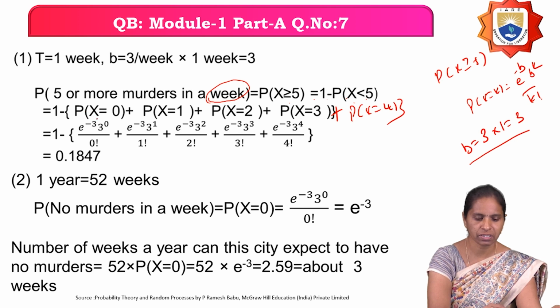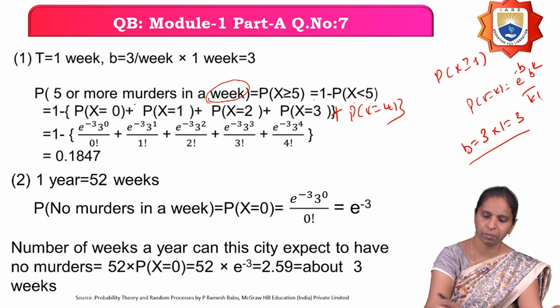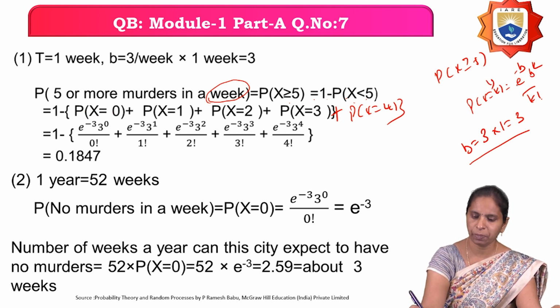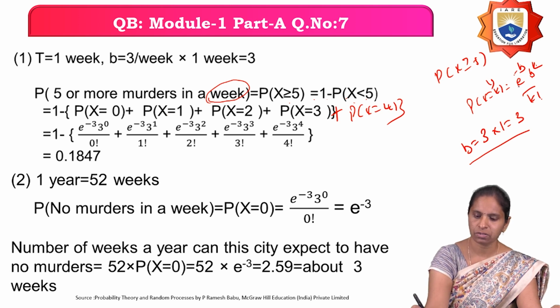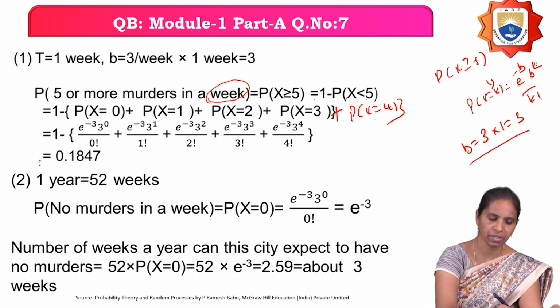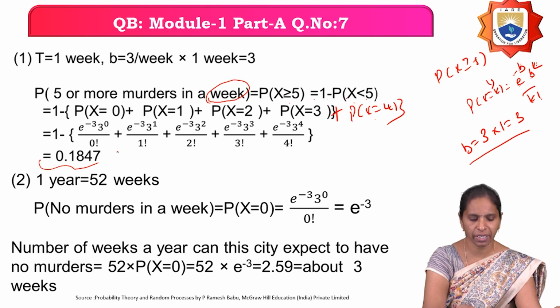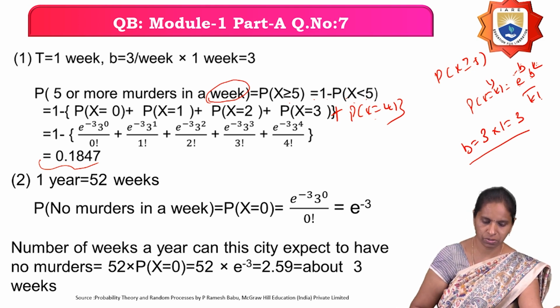Then what is P of x equals 0? When x equals 0, k is 0. So e power minus 3, 3 power 0 by 0 factorial, plus P of x equals 1, where k equals 1: e power minus 3, 3 power 1 by 1 factorial, plus and so on. P of x equals 4 is e power minus 3, 3 power 4 by 4 factorial. If you calculate, the answer I got is 0.1847.